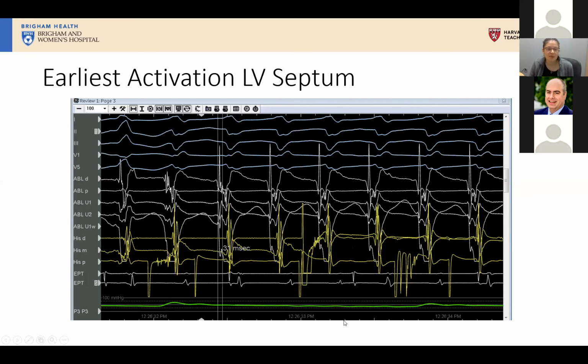So when I mapped him during VT, this was the earliest activation we could get, and it really appeared very much like a focal VT. We mapped all, this was the earliest spot. It all seemed to be going centrifugally away from the spot. You can see the unipolar electrogram here is very QS. It's early, but not super early. The blood pressure is not great, but you have a little bit of time to do some mapping.